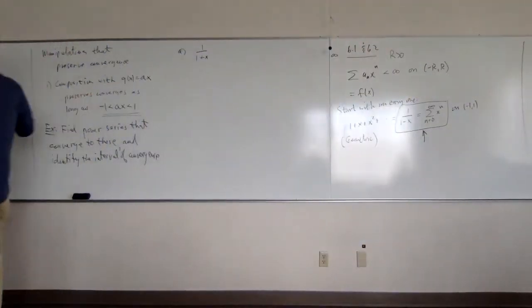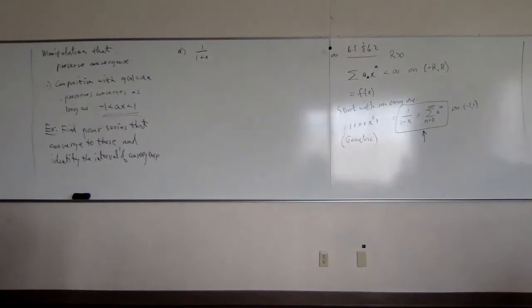results. The first one is the one we're going to start with: 1 over 1 minus x, which in sigma form is the sum of x to the n, n equals 0 to infinity. And it's only true for x's between -1 and 1.